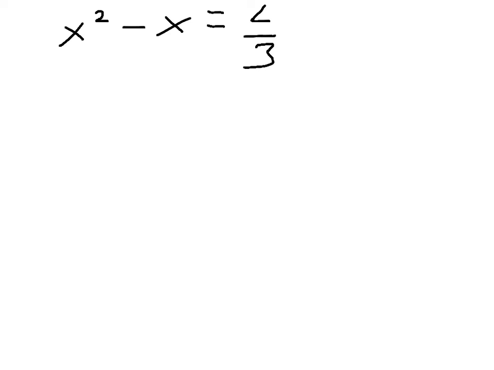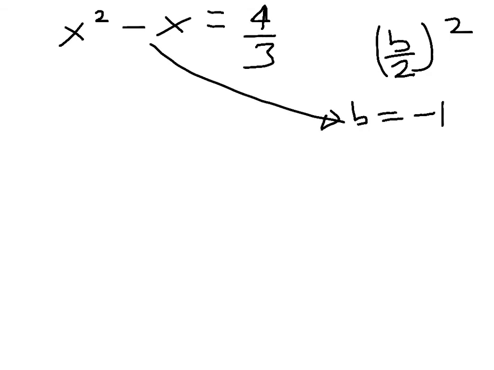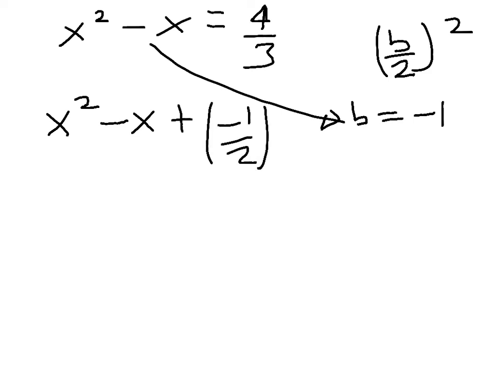Now for the final step, we need to complete the square by adding (b over 2) squared to the left hand side and the right hand side of the equation. We can see from the general form that b equals minus 1. So what we need to do is x squared minus x plus (minus 1 over 2) squared equals 4 over 3 plus (minus 1 over 2) squared.